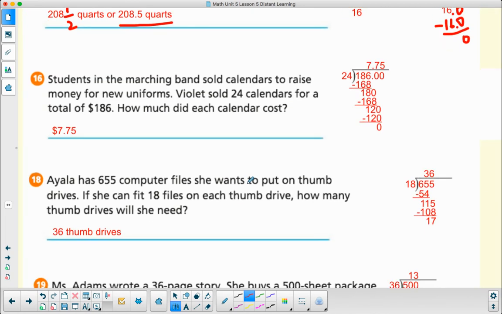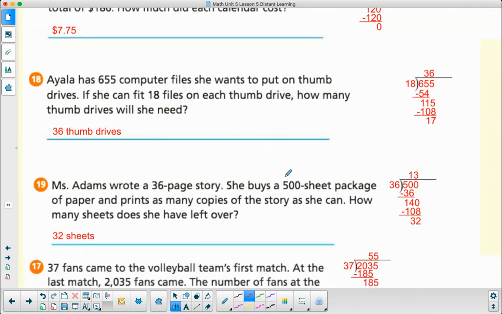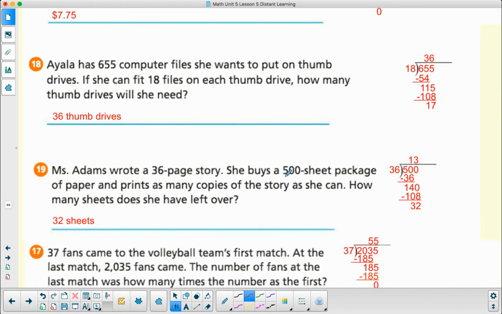Number 16. $186 divided by 24 calendars gave me 7. And then I had a remainder of 18, so I attached a decimal point and zeros and brought them down to get $7.75.